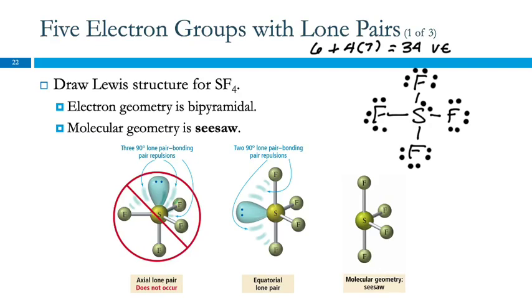And it's called a seesaw, which, why do I call it that? So here is my trigonal pyramid, and the lone pair is going to be in the equatorial position. And here's my seesaw.